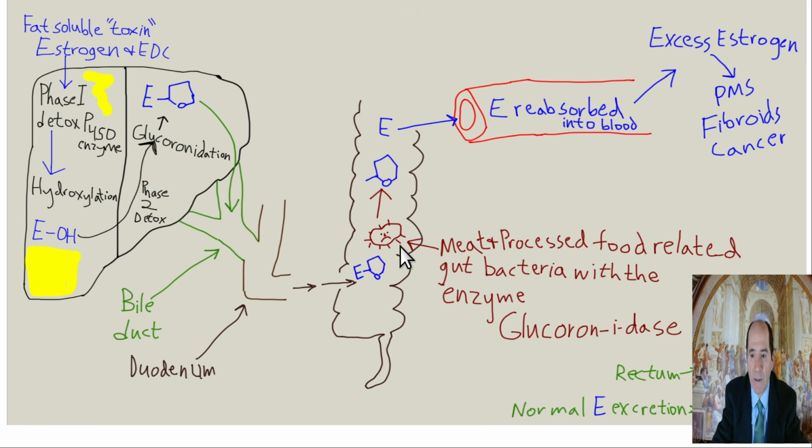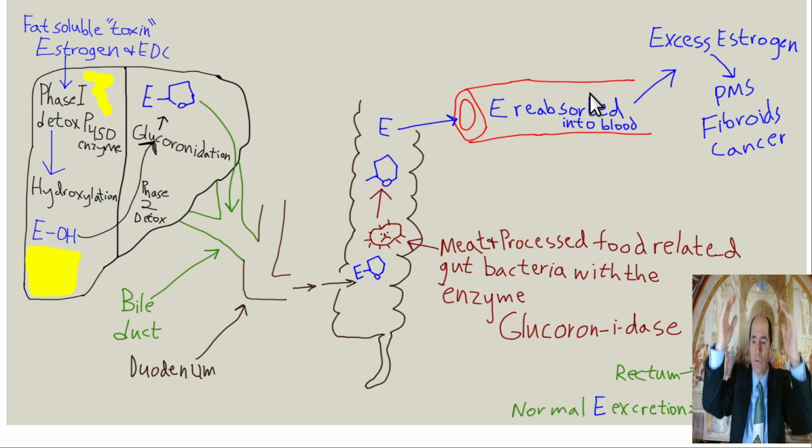But when you've got the bad gut bacteria from eating meat and processed food and oils and not eating enough plant foods and fiber, then these bad bacteria have this enzyme glucuronidase, which the good gut bacteria do not have in significant amounts, and they will cut the cleavage bond between the estrogen and its conjugate with the glucuronic acid. And this will cause the estrogen now to be reabsorbed in your body and give you higher estrogen levels.